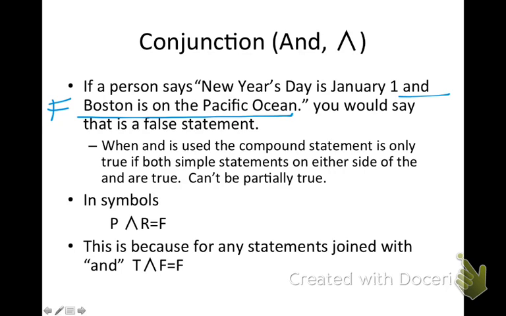Hopefully you would say that at least, when "and" is used, the compound statement is only true if both statements on either side are true. It's the only case where you get a result of true when you join two statements together with an "and": if they both started out true. So in symbols, we would say P and R is false. That's because anytime I have a true and a false, I get a false. In order to be true, both sides of the "and" must be true. That's the only way you get a true out of a conjunction, or an "and" statement.